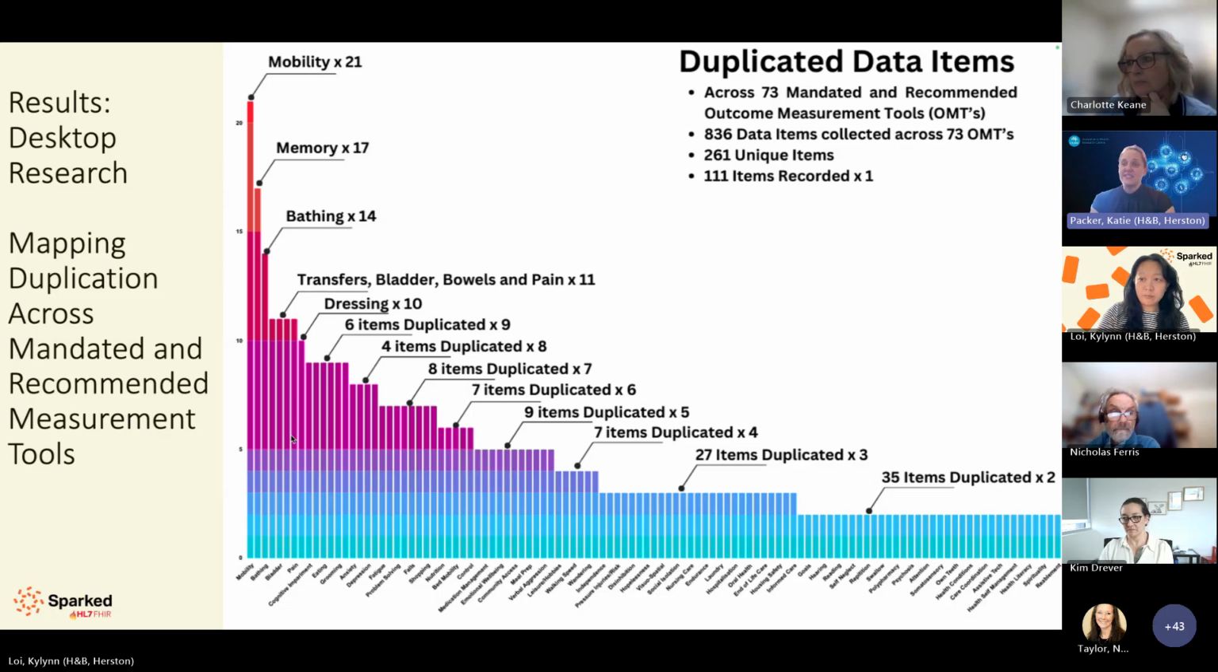But these mandated tools are only a subset of the tools used by clinicians. They're not always the most appropriate tools for a given situation. They've often been mandated for specific purposes like quality recording and that sort of thing. So they're not always the most appropriate ones to be used in a clinical context. Next slide, please.